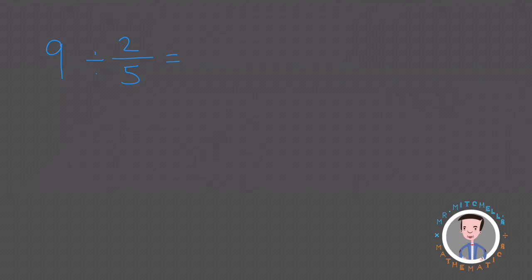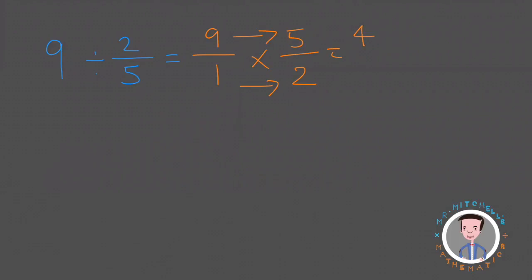So this is how I did it. I did 9 over 1 times 5 over 2. I then times the 9 and the 5 and the 1 and the 2. This gives me a new fraction of 45 over 2. 45 over 2, which can be simplified as 22 and a half. Nearly got me on that one. Okay, great. I hope you got the right answer there.